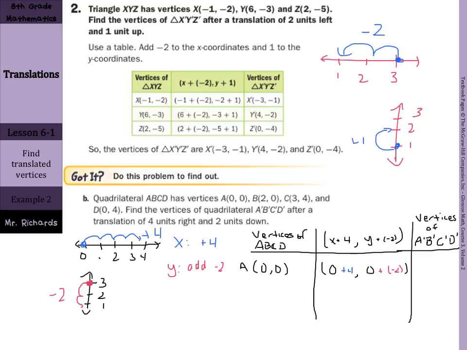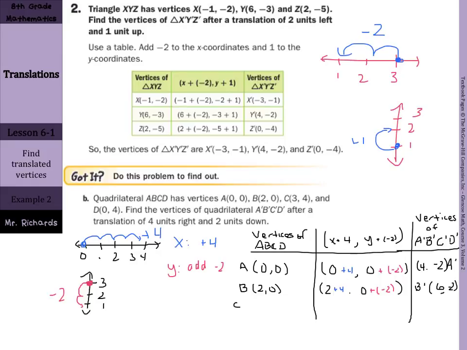And so the new point, 0 plus 4 is 4. 0 plus negative 2 is negative 2. So the new A, or A prime, is at 4, negative 2. What about B? Well, B right now is at 2, 0. And so we're going to take the 2 and add 4 to it. Then we're going to take the 0 and add a negative 2 to it. And so our B prime is going to be, no pun intended, 6, negative 2.